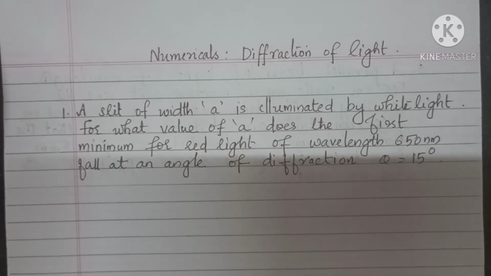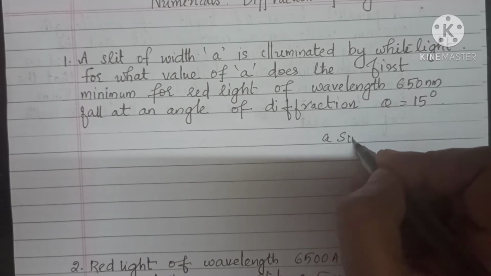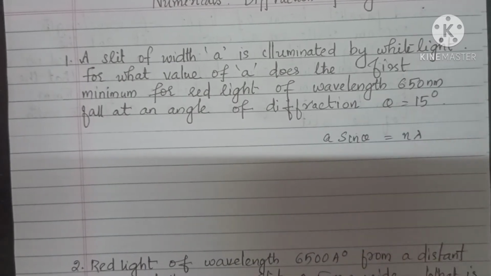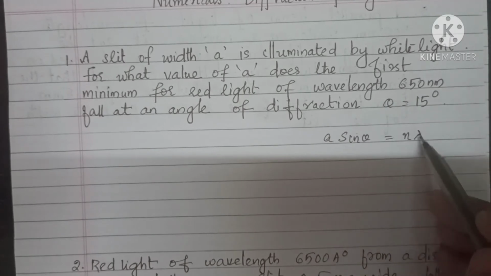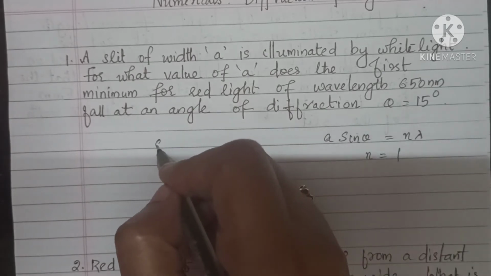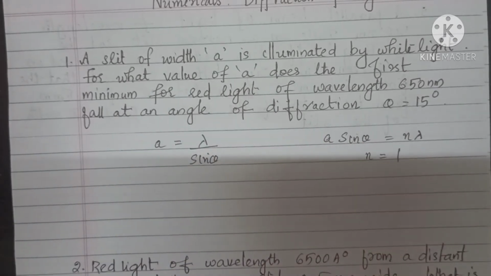So we have the general expression, that is A sin theta, the path difference, must be equal to n lambda, or you can say 2n into lambda by 2, both are same. So here, for first minimum means n equal to 1, isn't it? So I can write A is equal to lambda by sin theta.